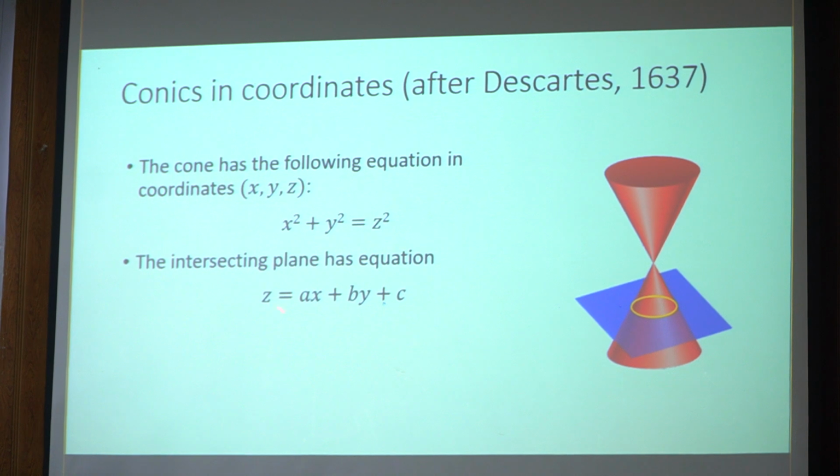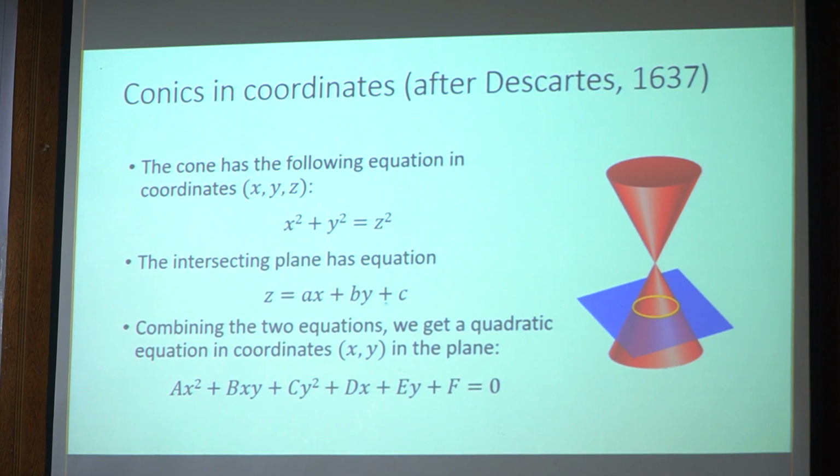And if you substitute z in, combining the two equations, we get this quadratic equation, which you tidy up a little bit. We get this standard quadratic equation in the plane. So now we only have two coordinates. We eliminated the spatial coordinate, so we get this coordinate equation for a general conic, or general conic section.